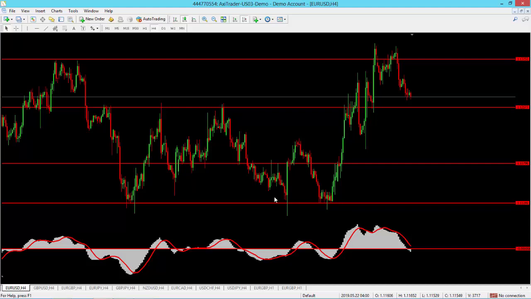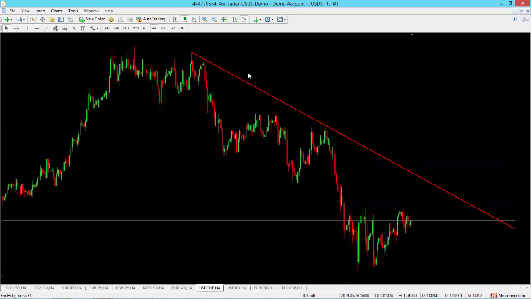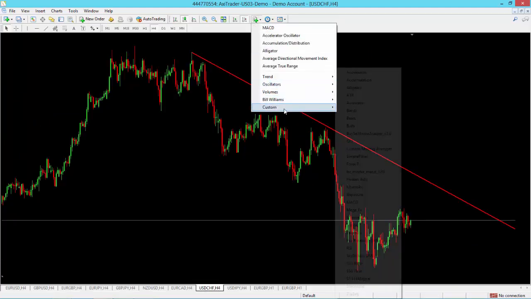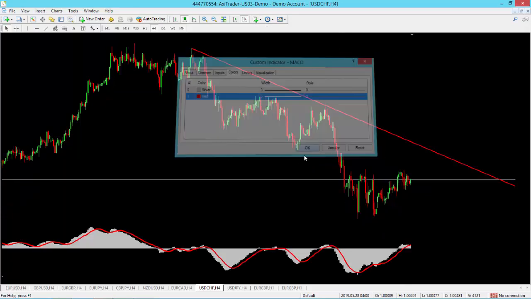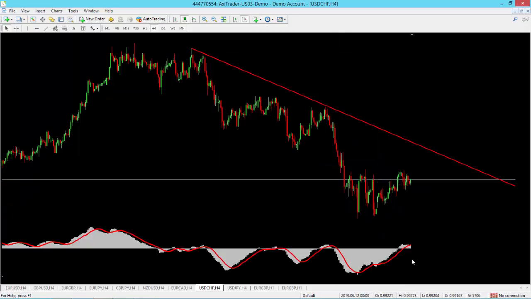So let's take a live example to test this indicator. Let's take for example the dollar Swiss franc. Oh, we have to insert the indicator again. So custom, MACD. I'm going to make it big and okay. So as you can see, this is a buying signal here. So most beginners will buy this currency once they receive the signal.